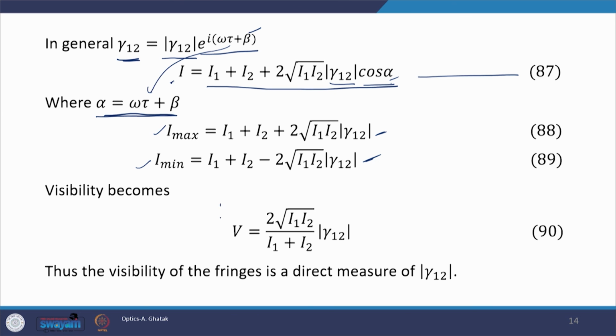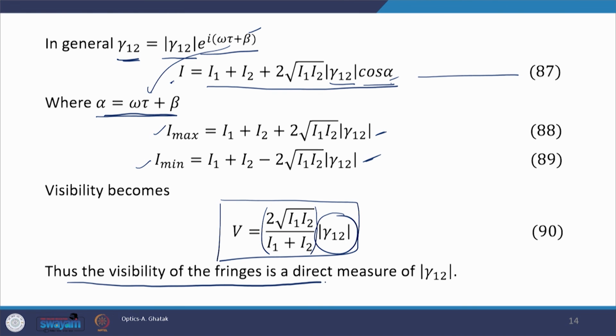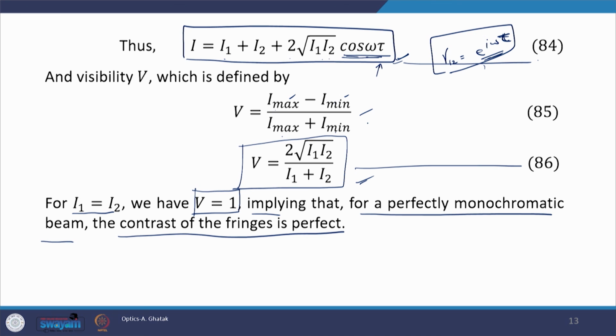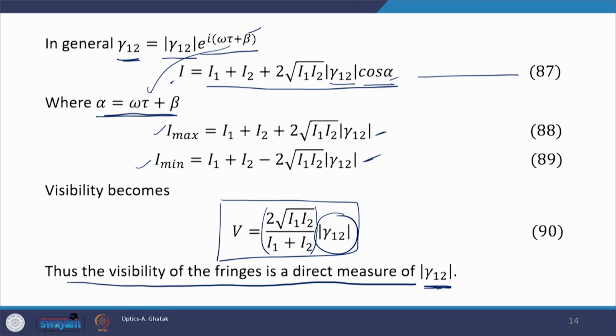Now, if you calculate visibility, then you see that in the expression of visibility, apart from the term which was in our previous expression in equation number 86, we have an additional term, which is mod of gamma 1 2. It means once you measure the visibility of the fringes, then this will give the information about mod of gamma 1 2. And visibility measurement is very simple, just measure the maximum irradiance and minimum irradiance and take their ratio. It is given here, I max minus I min upon I max plus I min, that is all. Once you measure the visibility, you have the information of gamma 1 2.